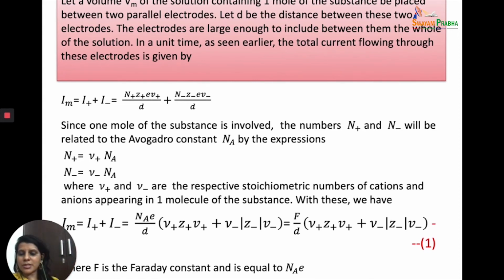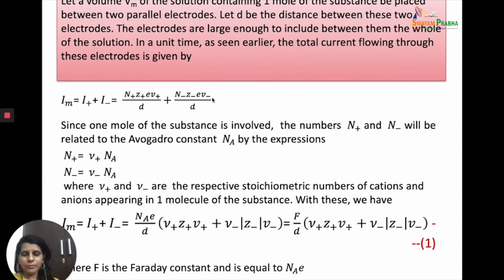Now how much is the charge carried by the cation in that distance? That will be N plus Z plus E upon D into V plus. This is the total charge carried by the cation in the distance V which it has moved. Similarly, let's say the total charge on the anions is N minus Z minus into E. Then the charge in the distance will be N minus Z minus E upon D into V minus.